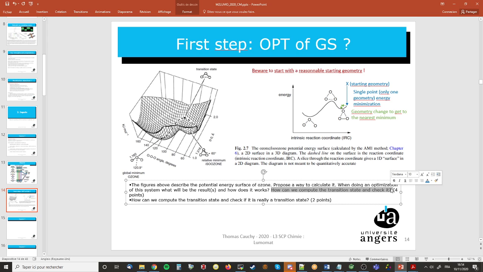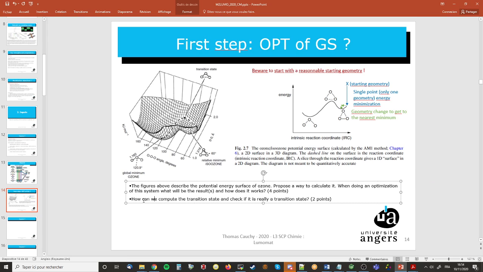I've cut the question. So how can we compute the transition state and check if it is really a transition state? What do you propose? So we have done, for example, we don't have the full energy surface, okay? But maybe we have already calculated, for example, the global minimum and the relative minimum, and we would like to compute the transition state to have the energy of the crossover barrier. What can we do?